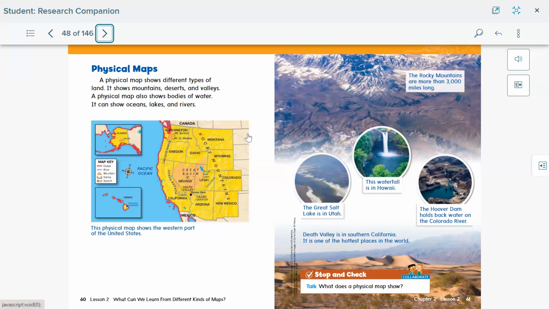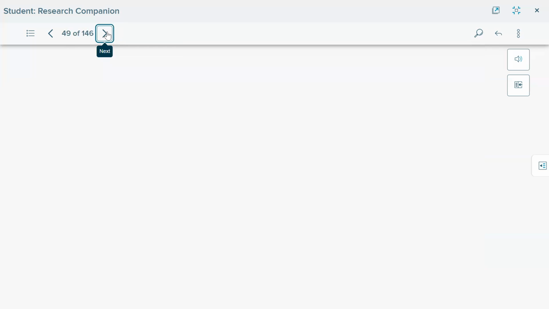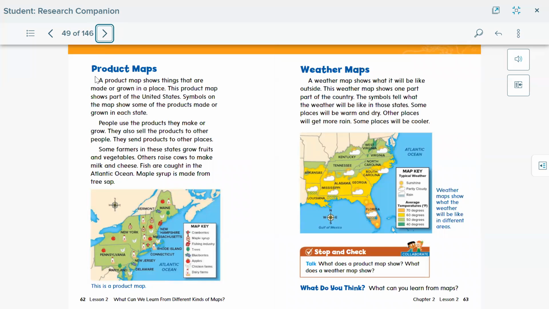So if I say, what does the physical map show? The physical map shows different types of land. So we can see mountains, deserts, valleys. We see rivers, lakes, oceans, because it shows also bodies of water. All right, let's go to the next page. So now we learn about two maps. We learn about political maps that show borders between states and between countries. And we learn about physical maps that show different types of land, so mountains, deserts, valleys, also bodies of water like rivers, lakes, oceans. The third kind of map that we learn about will be product maps.